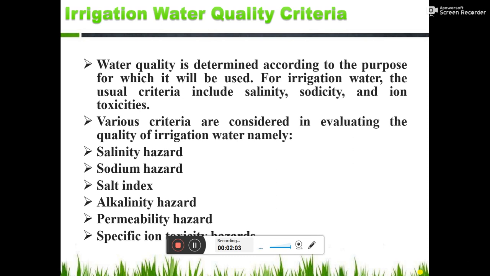So, irrigation water quality criteria. Water quality is determined according to the purpose for which it will be used. For irrigation water, the usual criteria include salinity, sodicity, and ion toxicities. The criteria we are using are the salinity hazard, sodium hazard, salt index, alkalinity hazard, permeability hazard, and lastly the specific ion toxicity hazard. Using these, we are evaluating the quality of irrigation water, whether it is safe, good or bad for the irrigation purpose.